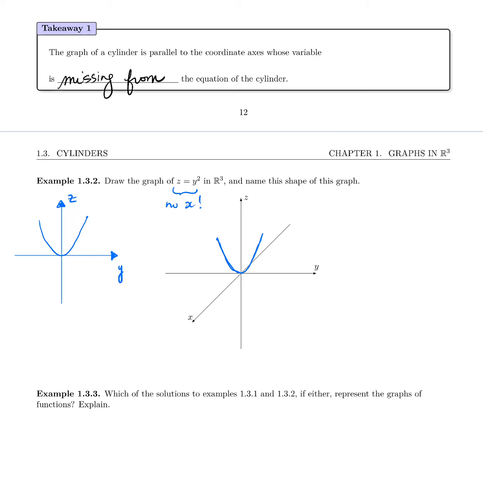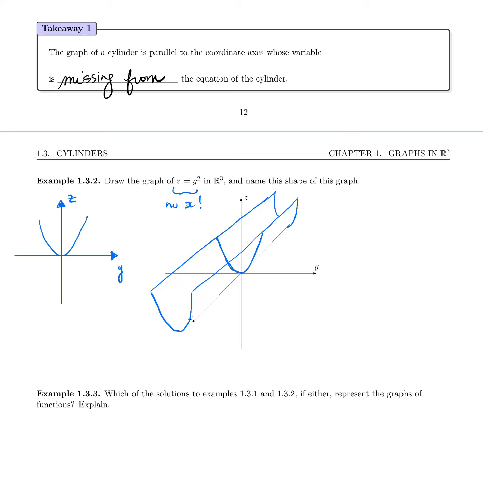Now, we have no x variable. So in the same way as the last example, we're going to get the same shape for any value of x. And so we know that means that our graph is going to be parallel to the x-axis, and it's going to have the same shape everywhere along, which is going to make it sort of an infinite parabolic tube.